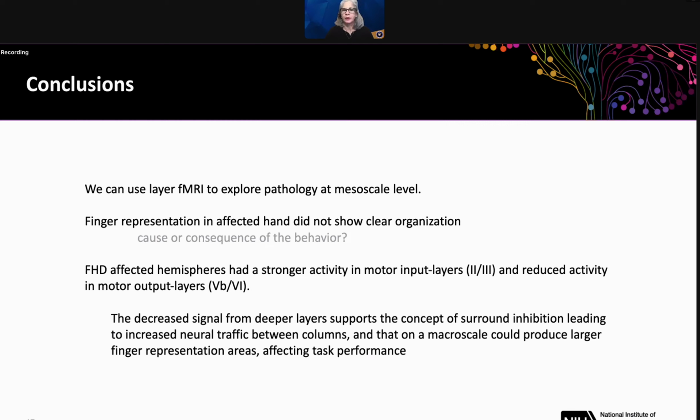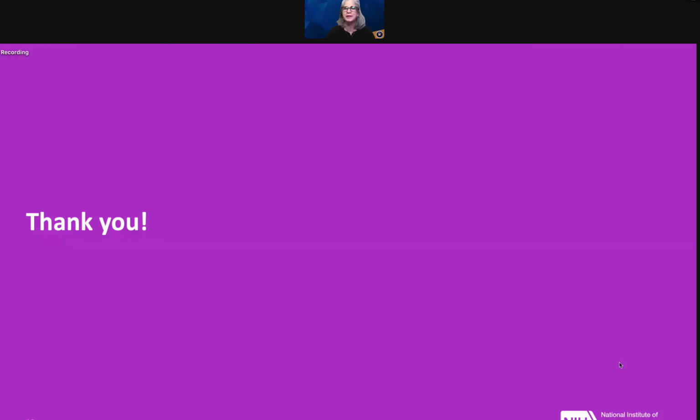And hopefully with the upgrades on the scanners, we will be able to extend this to see the next areas and see how this can be extended to understand where the problems can go and how we can follow the different circuits. So I will give back a few minutes, and thank you for your attention.